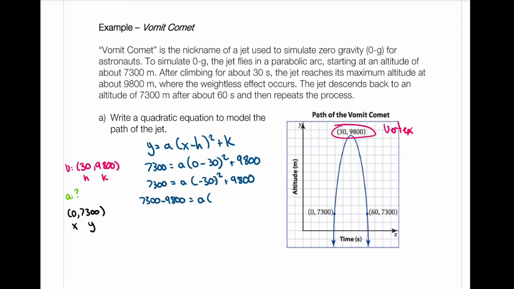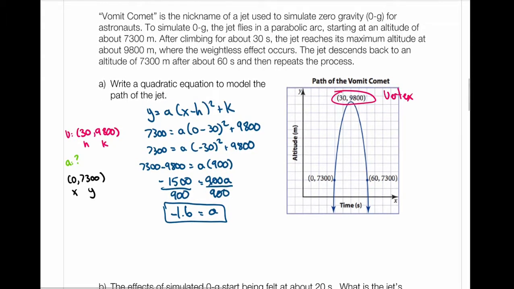A times, I'm going to simplify this exponent, it becomes 900. I get negative 1,500 equals 900a. To get a by itself, I'm going to divide both sides by 900. And I get roughly negative 1.6 equals a. Now that I have that a value, I can plug that back into my original equation along with my h and k. So negative 1.6 times x minus 30 squared plus 9,800.